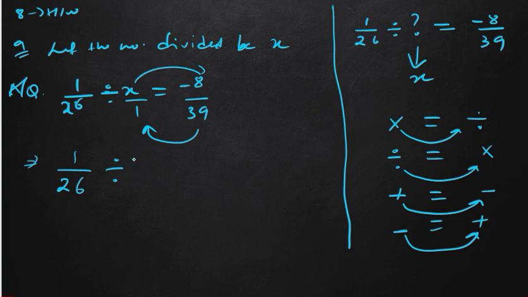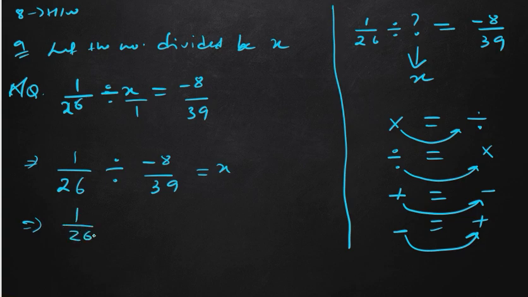If we change the side of x and minus 8 by 39, then it will be minus 8 by 39 equals x. So you can easily change this, and it will be better to follow this rule. Now what will we do? We will fix this, change the division to multiplication and take the reciprocal. So this will also work.